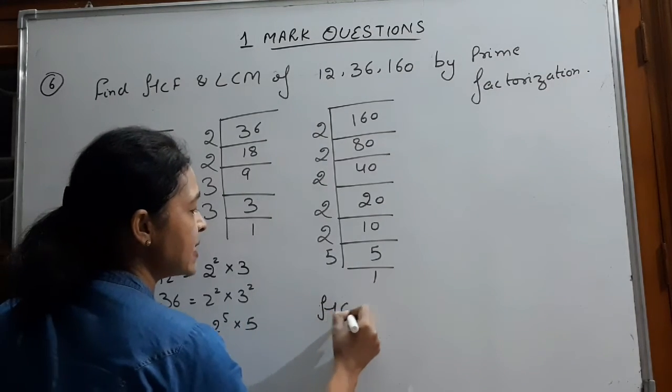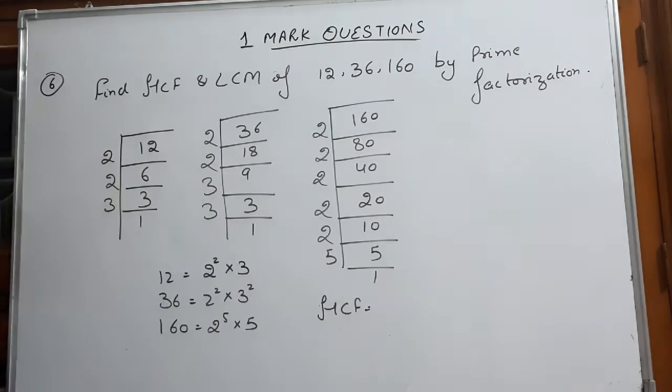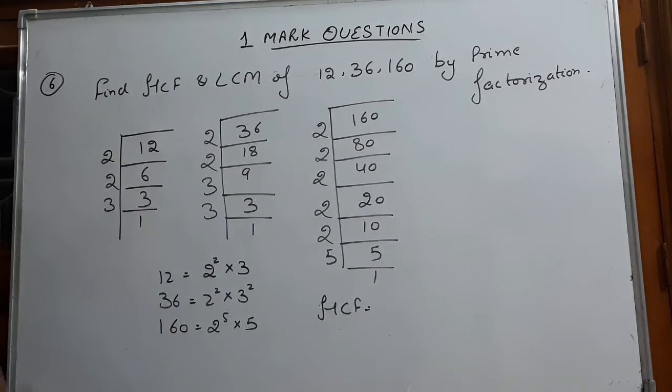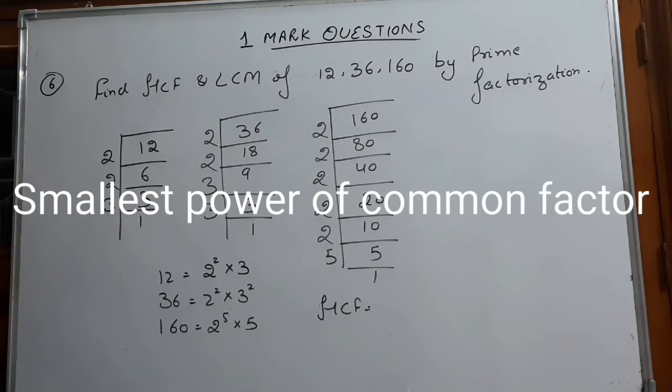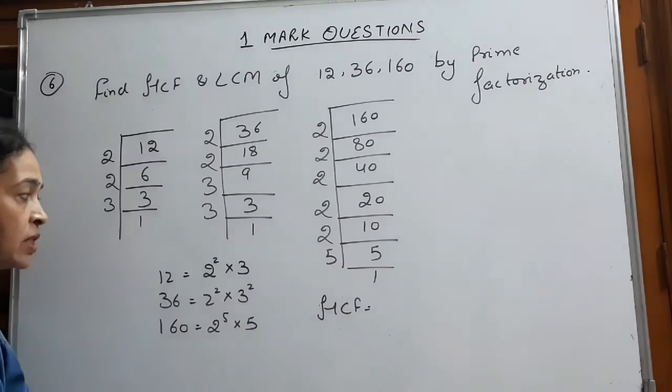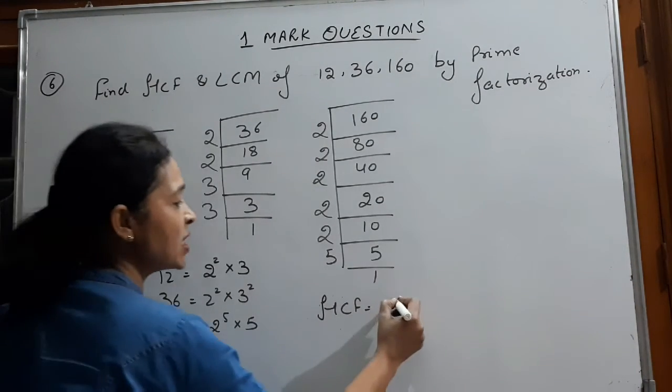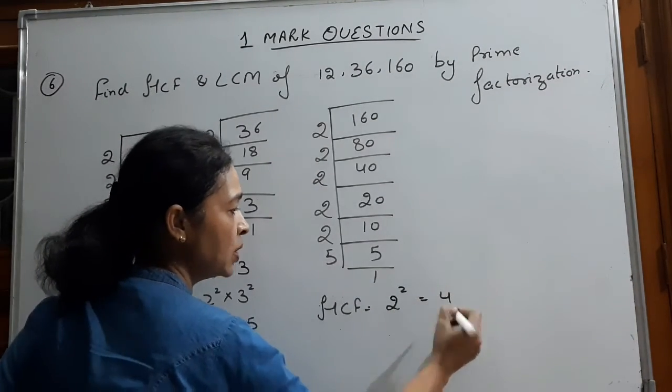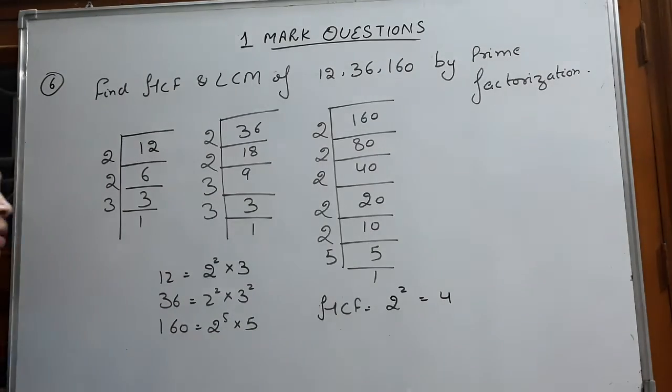Now what will be HCF? What is HCF, children? HCF is smallest power of common factors. Which number is common? Only 2 is common. And what is smallest power? 2 power 2. Therefore HCF is 4.